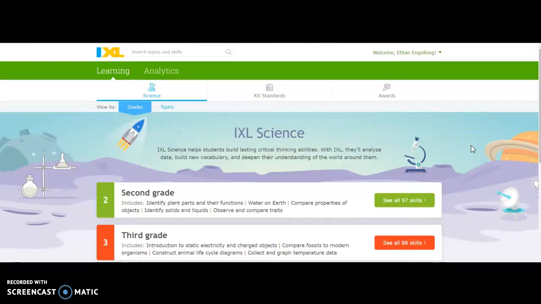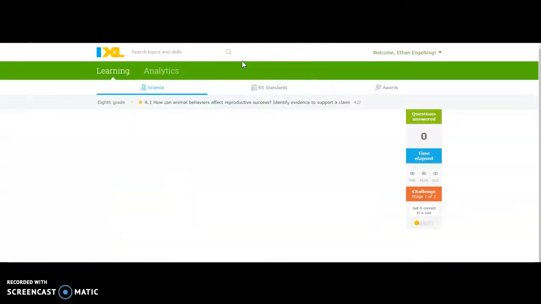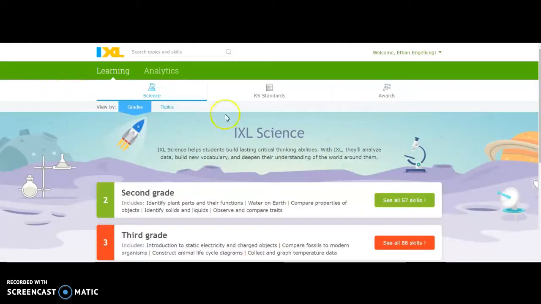landing page for you. Up here at the top, search topics and skills. Remember, I said it was class code 4J2. I'm sorry, task code 4J2. Two options show up because they're kind of related. You are an 8th grader, so I want you to select the 8th grade task there. It will direct you immediately to what it is that I'm asking you to complete for today.